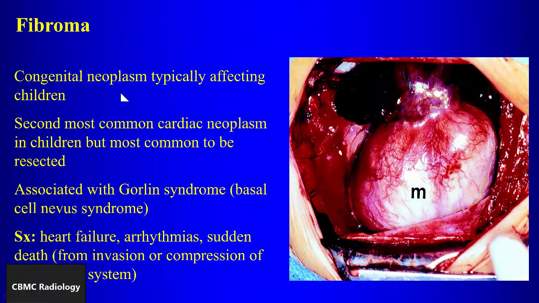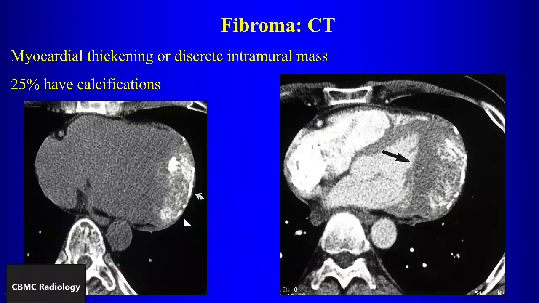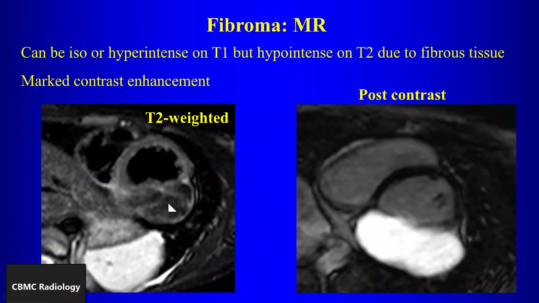They can affect children. They can be congenital. Second most common cardiac neoplasm in children. Most common to be resected because rhabdomyomas regress. It is associated with Gorlin syndrome, and they can be symptomatic if they're large enough. They can result in arrhythmia, sometimes sudden death, because of interfering with the conduction system. So those are fibromas. They can be calcified: 25% have calcifications. Dark on T2, and they enhance with contrast.